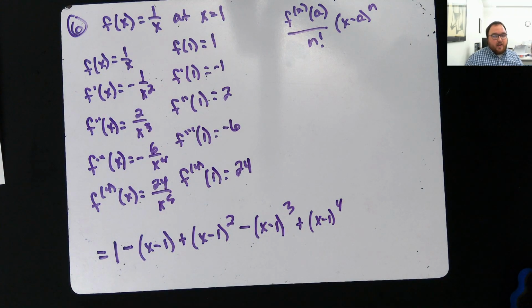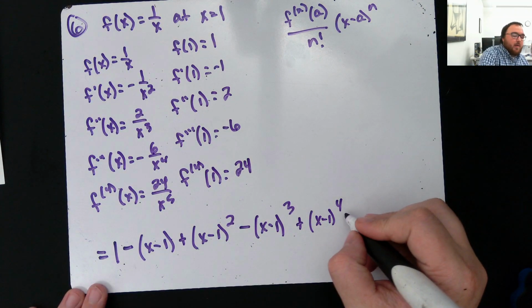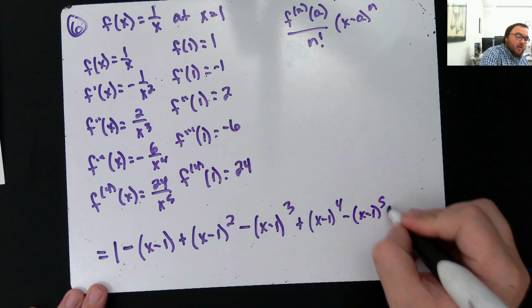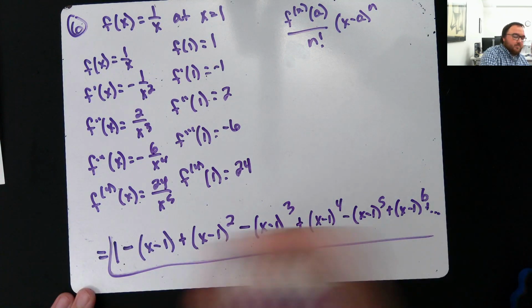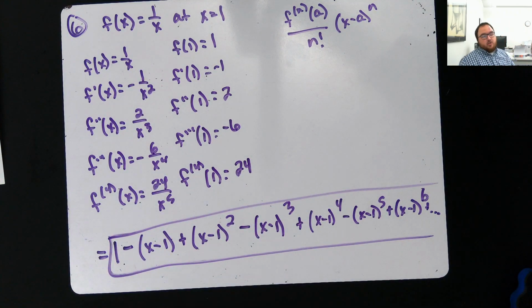And so from here, we can see what the pattern is. Then it would be minus x minus 1 to the fifth plus x minus 1 to the sixth, on like that. And it would just keep going and going forever.